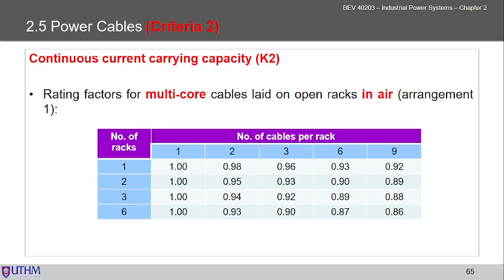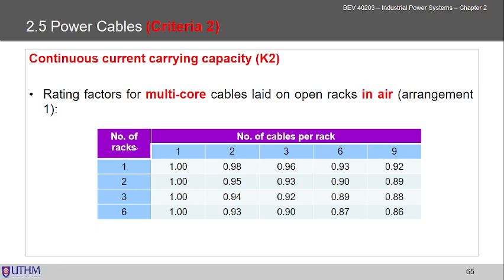Okay, so how many cables do we need to put in one rack? It has 1, 2, 3, 6, or 9. That means every 3 it has one bundle, so after 3, no more 4. After 3, another bundle is 6 and then 9.